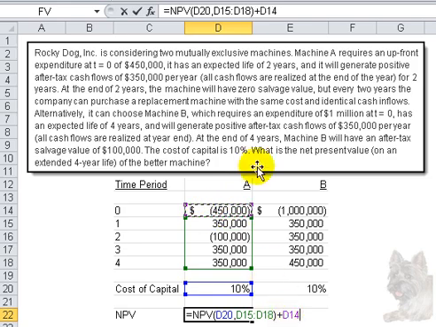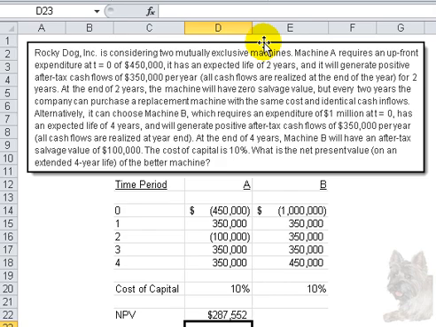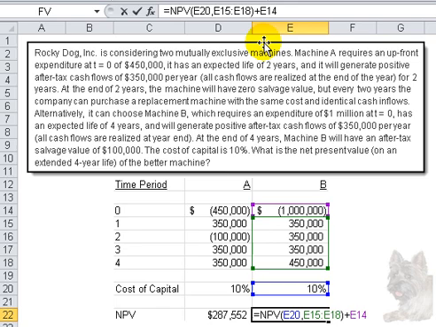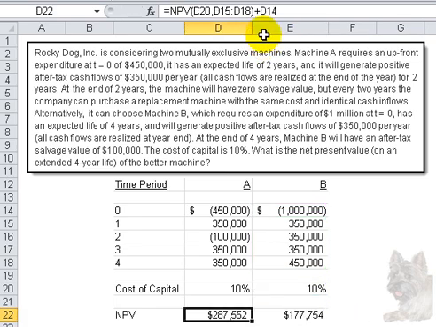Okay, so you can either see it down here or down here, and I get 287,552. Now, all I've got to do then is copy that over here, and you'll see we've got the exact same NPV formula coming in, and now you see that 287, and I'll bold that, is the better option.